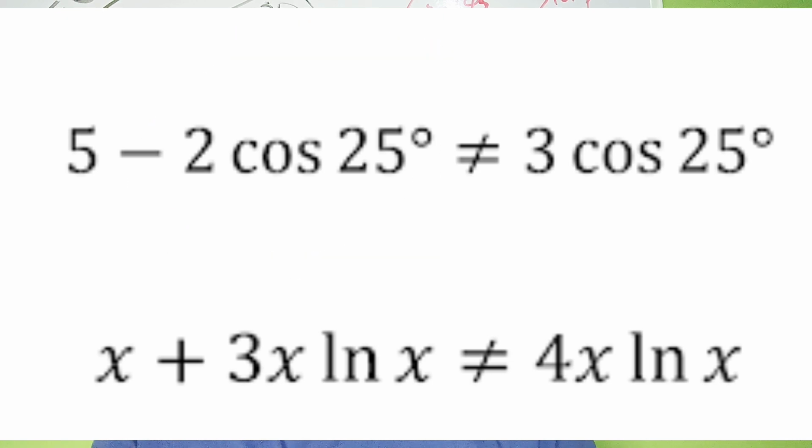Another example we have there is x plus 3x ln x. That candidate added x plus 3x, which is very, very wrong, because between 3x and ln x, we have multiplication. That should be taken care of before we go for the addition. Though they are like terms, we cannot add.